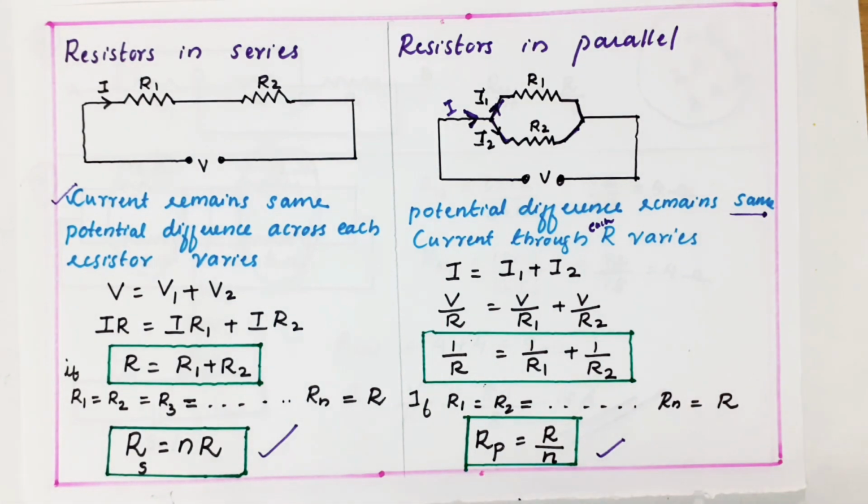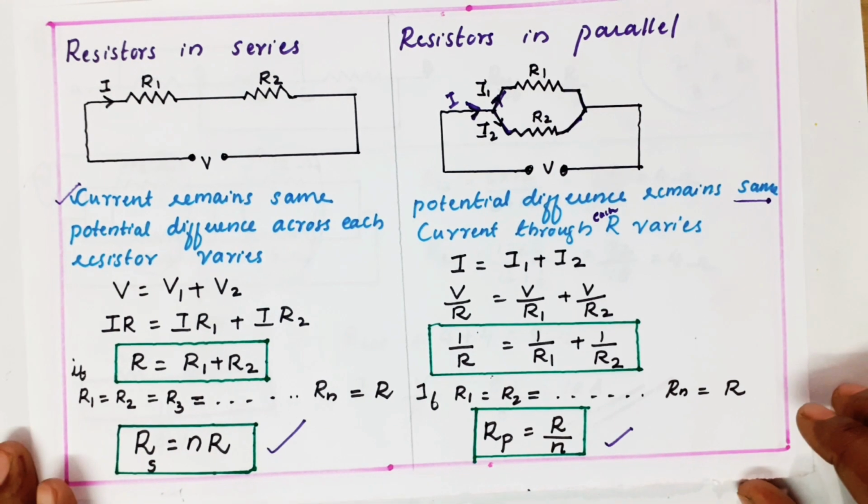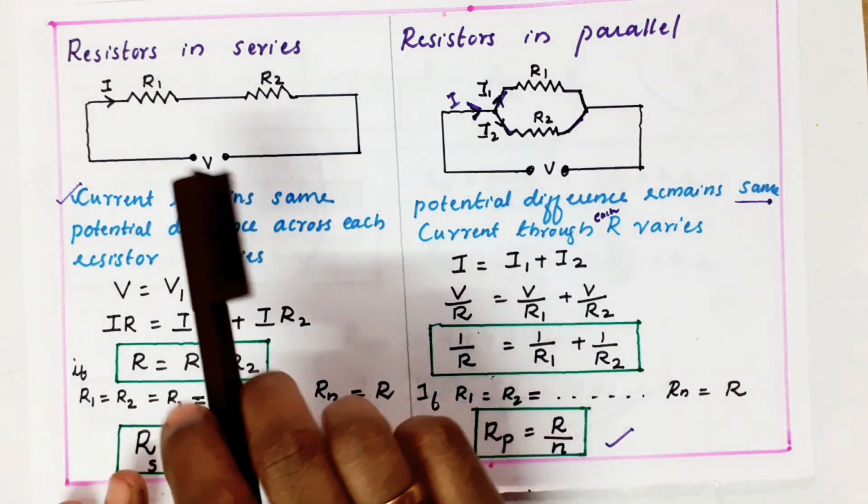Welcome to V-Guide TV. In this part 4 video of current electricity, I am discussing the resistors in series and parallel connection. Before watching the part 4 video, you can watch part 1, part 2 and part 3 videos of our current electricity. First thing, how are the resistors connected in series.